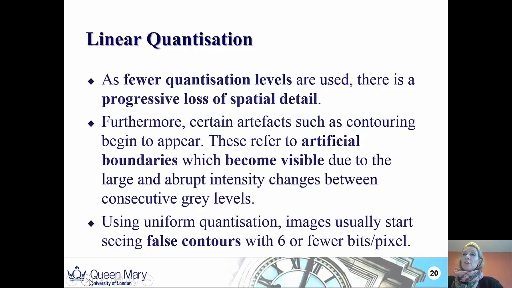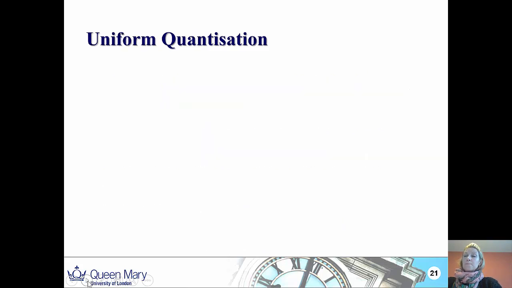Whenever we apply uniform or linear quantization, where we've got linear intervals between the reconstruction levels, images usually start to see false contours with 6 or fewer bits per pixel. So when we're using a lower amount of information to represent the original signal, we begin to introduce distortion into the reconstruction.